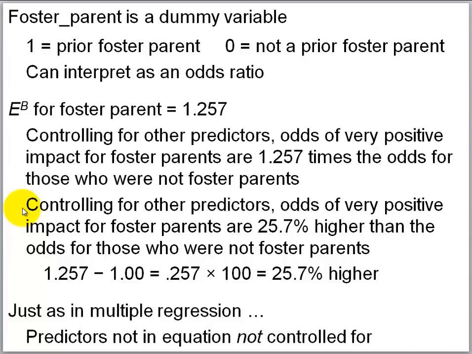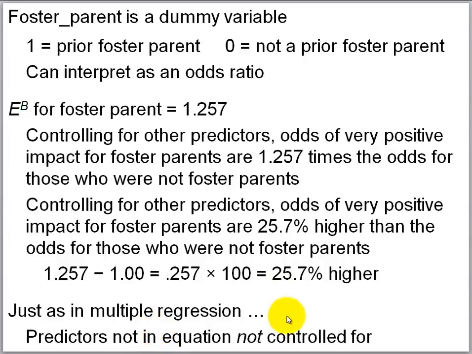And how do we compute that 25.7%? Well, when the EB coefficient is greater than 1, to compute the percentage change in the odds, we need to subtract 1 from that coefficient. So doing so yields 0.257. We multiply times 100 to convert to a percentage. So the odds of very positive impact for foster parents are 25% higher than those for non-foster parents.